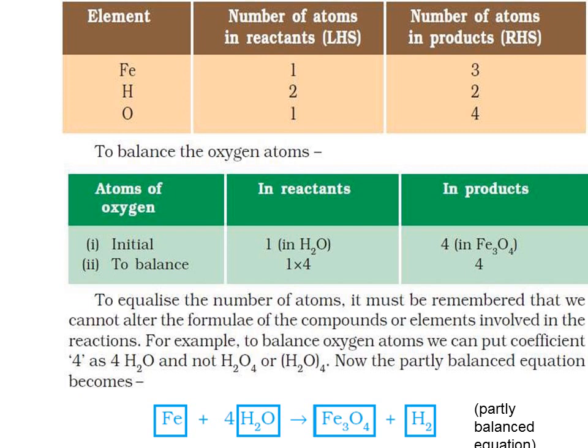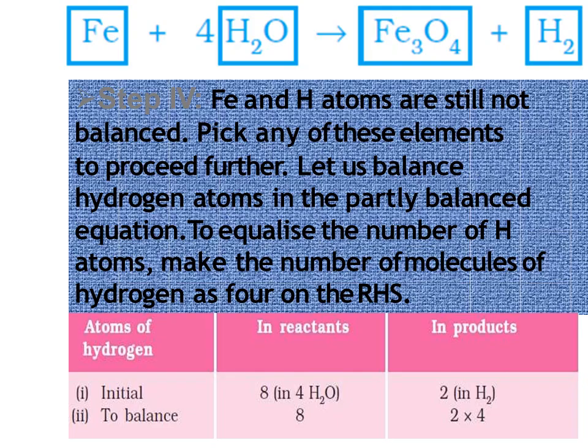So you can simply multiply. For example, to balance the oxygen atoms, we can put coefficient 4 as 4H2O and not H2O4. So the coefficient should be written before the formula. So this balances the oxygen atoms. This is a partly balanced equation.